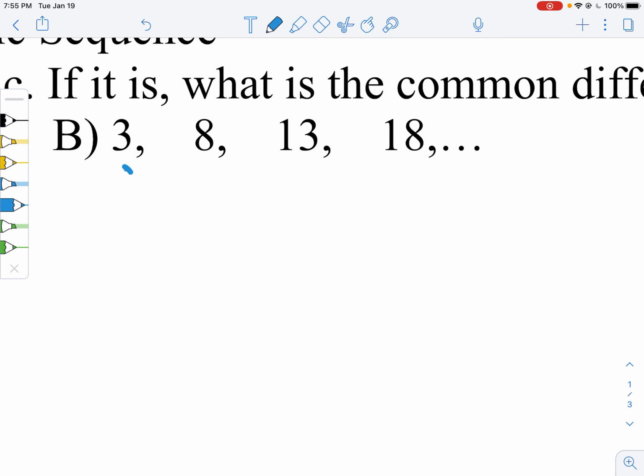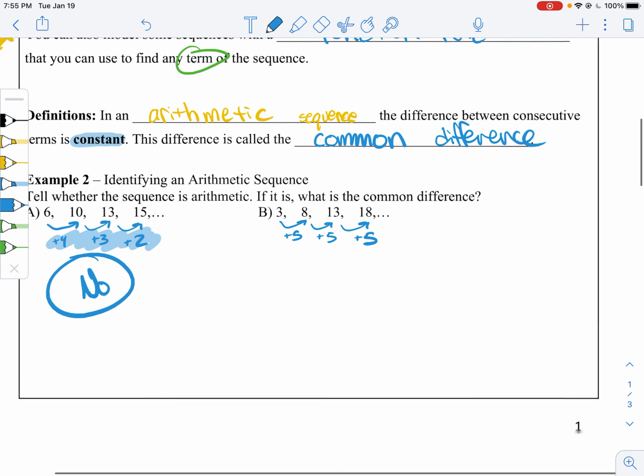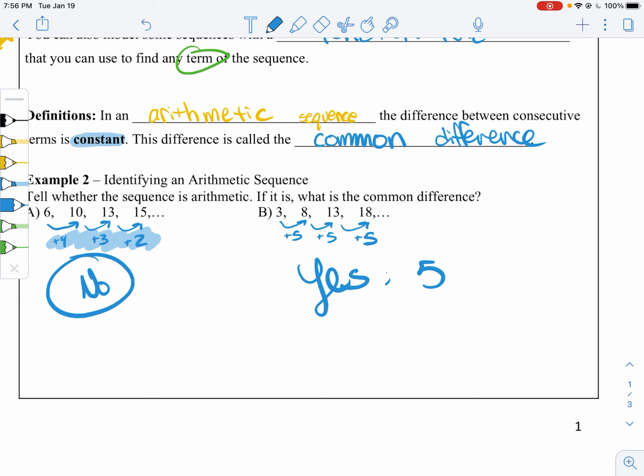Here, what is the difference? Here we add 5. Here we add 5. Here we add 5. Yay, we did it. Okay, so is this arithmetic? Yes, this is arithmetic because it has a common difference. Yes, the common difference is 5.